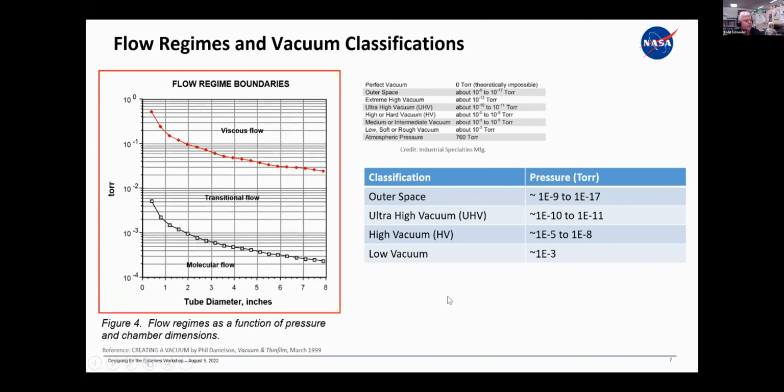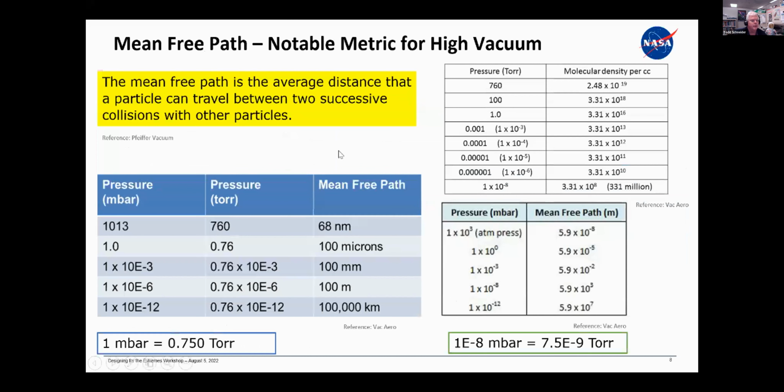And that's really important. If we try to quantify that, I think the metric of interest really is this idea of mean free path, which is the average distance that a particle can travel between two successive collisions with other particles. There are some helpful guides in this table on the left. If you start at room pressure or atmospheric pressure, 760 torr, you have a whopping 68 nanometers before you've made two successive collisions for these molecules as they're moving through.